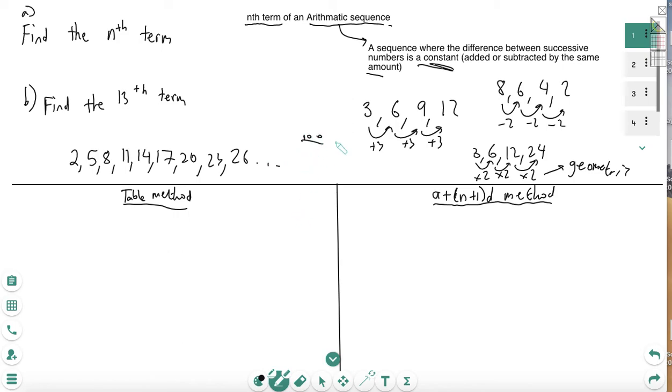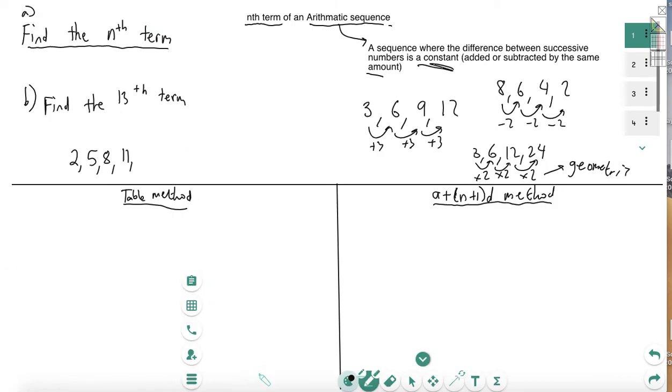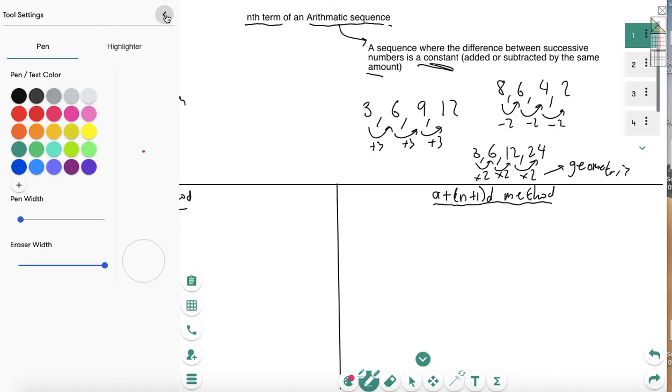But our problem with that, guys, is it'll take way too long. It'll take us like an hour. We're going to have to keep on adding by 3 until we get to the 100th number, which is a total waste of time. Instead, what we can do is find the nth term to help us, okay? And once we find the nth term, we can pretty much find any term in this sequence, okay? And there's 2 methods on finding the nth term. The first way is called the table method, and let me show you how that works.